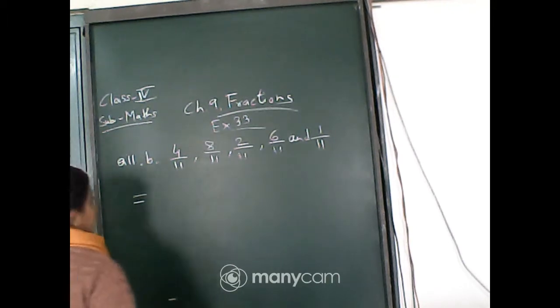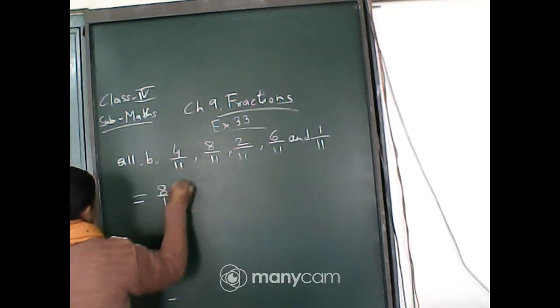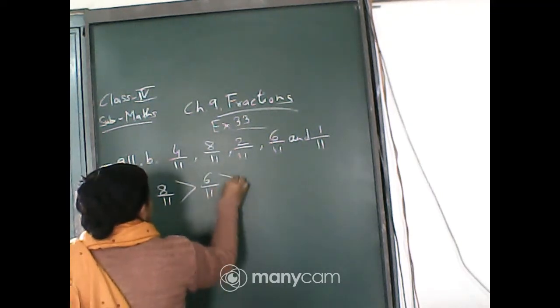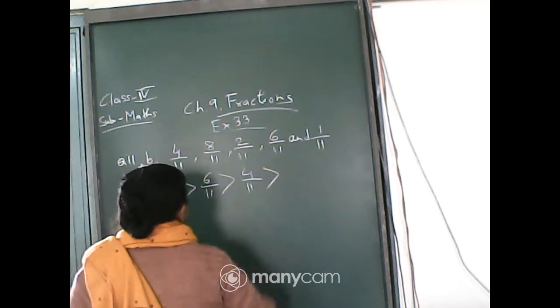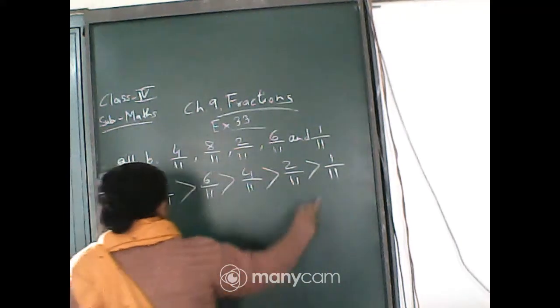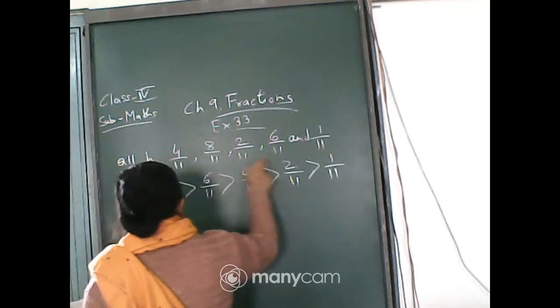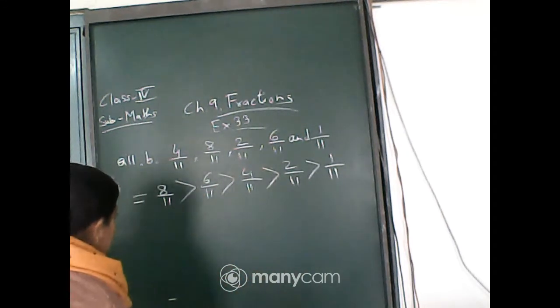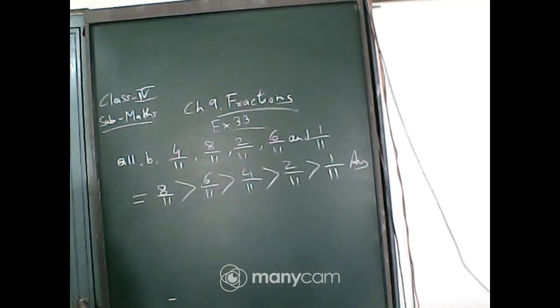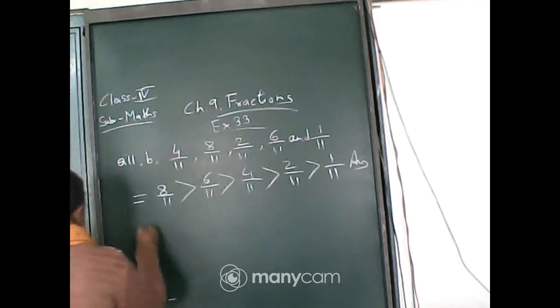The bigger one, you can see, is 8 by 11. So, the symbol will be greater than. 8 by 11 greater than 6 by 11 greater than 4 by 11 greater than 2 by 11 greater than 1 by 11. 1, 2, 3, 4, 5. Okay, so this is the answer for part B. Let us do one more, part D.